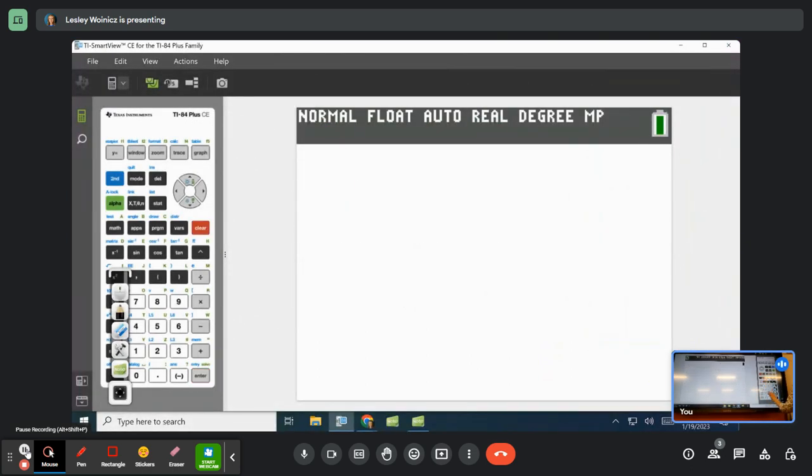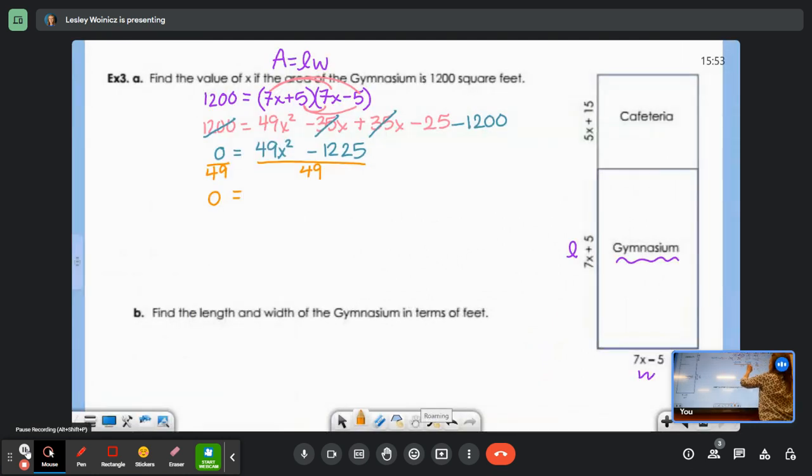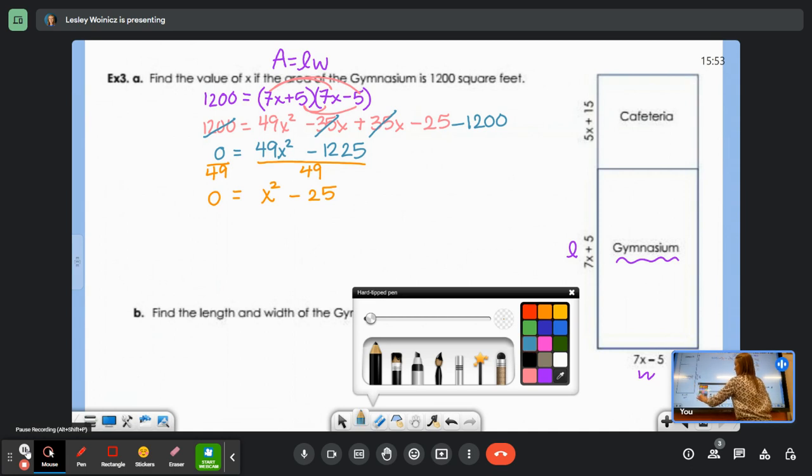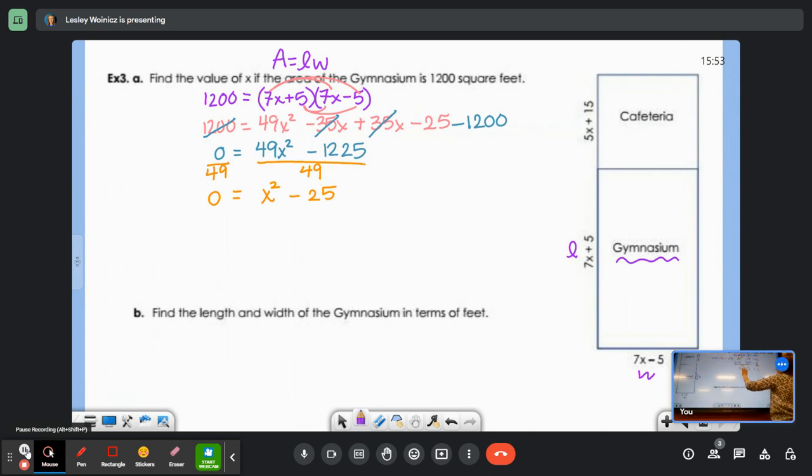So 1,225 divided by 49, that's 25. Okay, so I get x squared minus 25. Now I can get my squared part alone and take the square root. So adding 25 to both sides gives me 25 equals x squared, square root, plus and minus. Okay, so I get two x's. I get a negative 5 and a positive 5 that make this equation true.